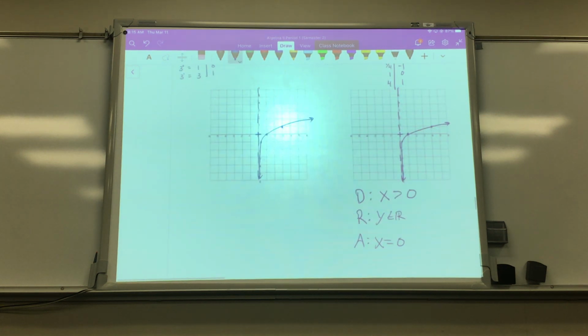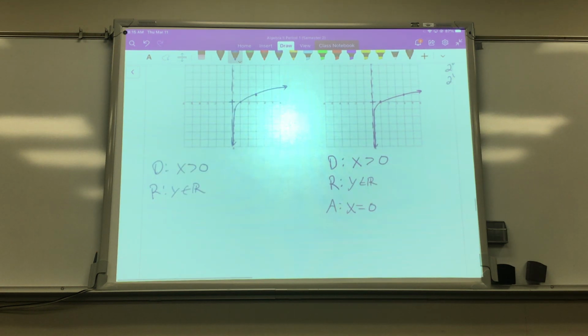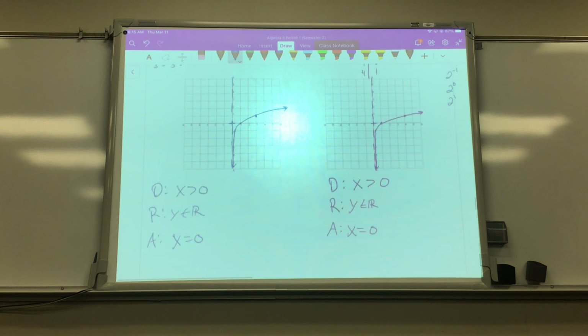Okay, so if I go over to here, we had the same hk value, right? So domain, x is greater than 0. Range, again, is always y is an element of all reals for logs. Asymptote, same thing in this case. Once we start shifting, then that's going to change, right? Except the range.